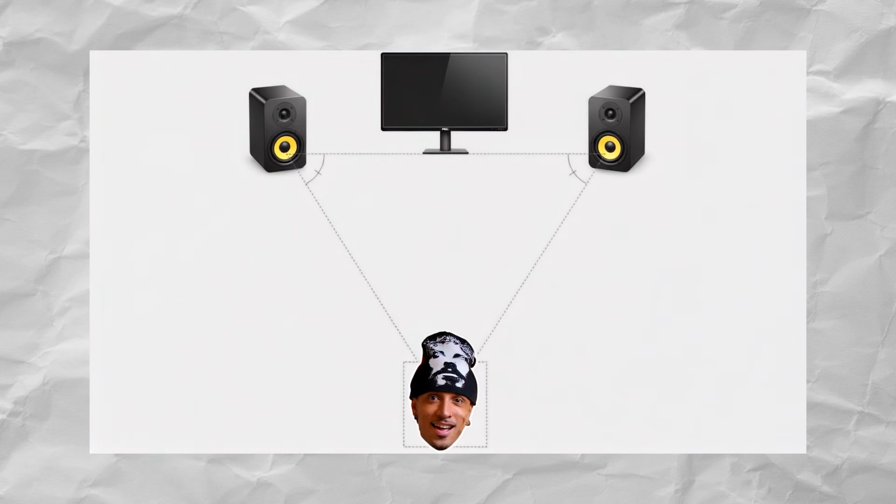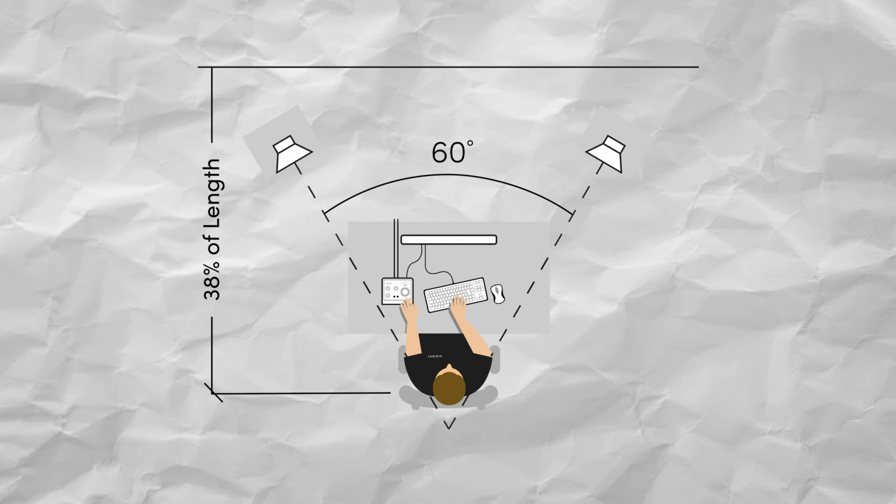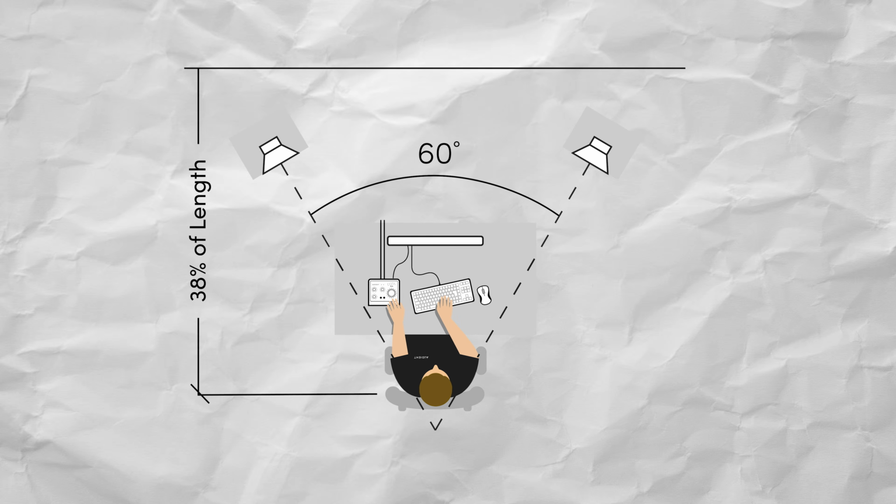With your monitor setup, you want to make sure your speakers and your head form an equilateral triangle. Try to position yourself about 38% into your room for the best sound accuracy. You'll also want some sound treatment. This is what will prevent the sound from coming out of the speakers, bouncing around in the room, and hitting your ears. It makes it hard to hear what's even real when it does that. What's real? What's even real anymore?